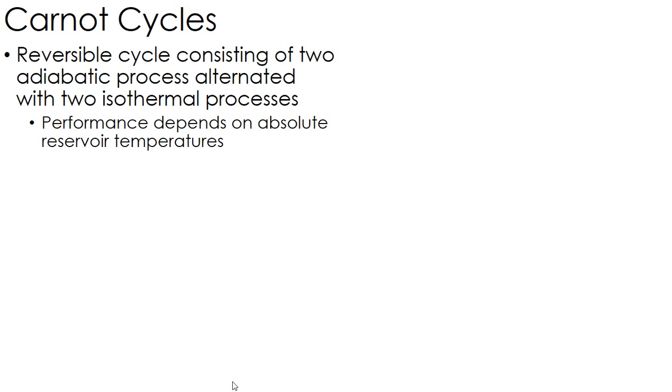Okay, here we're going to talk about Carnot cycles. A Carnot cycle is a reversible cycle. It's kind of the best case cycle. It consists of four processes: two adiabatic processes where there's no heat transfer, and two isothermal processes from one of those thermal reservoirs that we've been talking about. Those alternate, so it goes adiabatic, isothermal, okay? And then the performance really only depends on those isothermal temperatures at which the process is occurring.